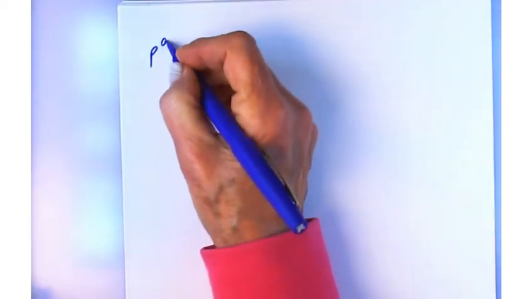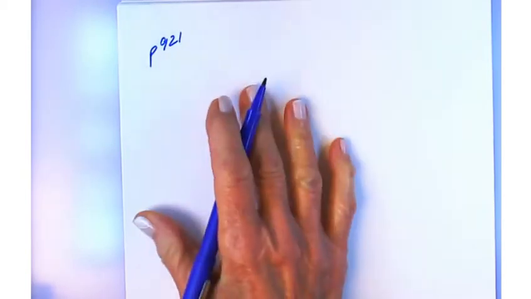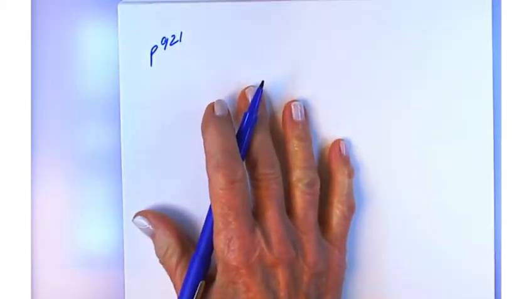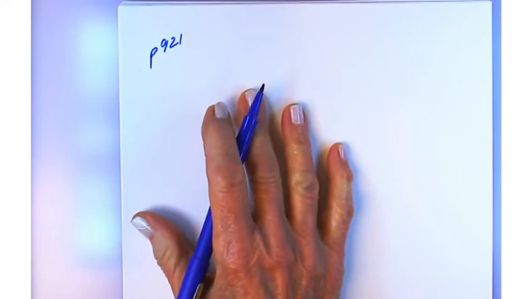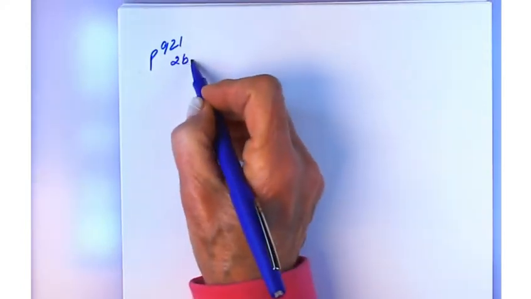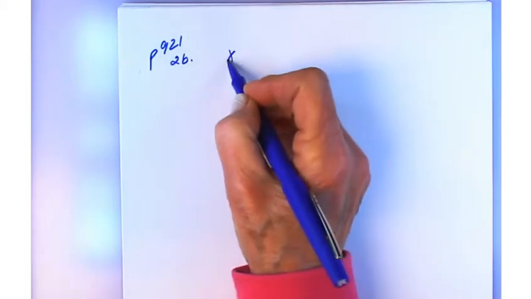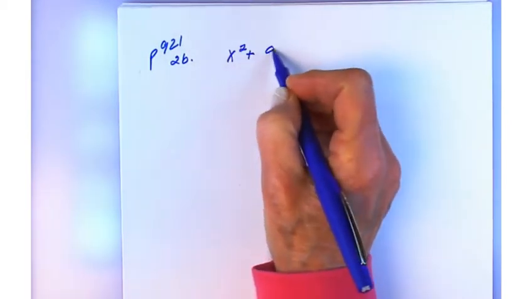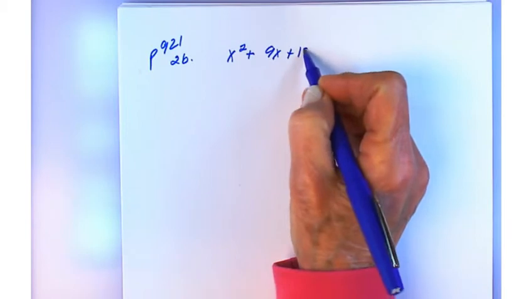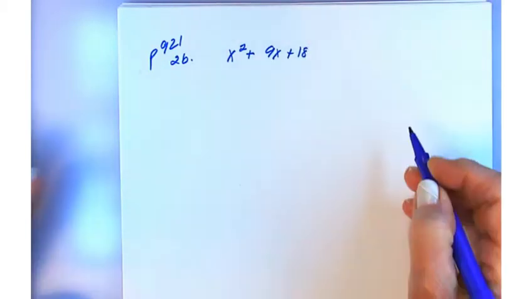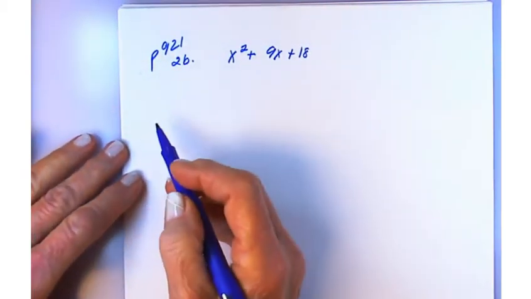Looking on page 921, you can't do too many factoring problems. That's how important it is. Looking on page 921, let's look at 2b. And we have x squared plus 9x plus 18. So I'll do one more of the box.